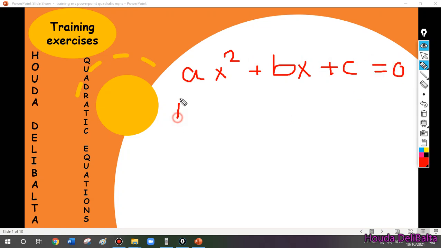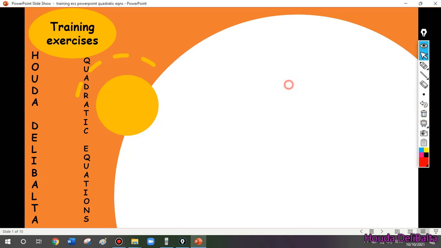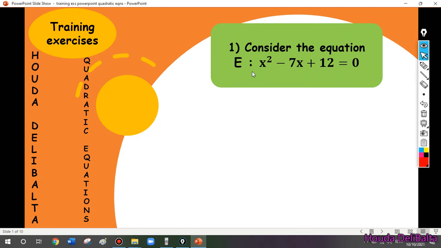We are going to use delta, which is equal to b squared minus 4ac, and according to delta we are going to know if the quadratic equation has two real distinct roots, if it doesn't have any roots, and if it has a double root. So if delta is positive, let's remember, the equation has two real distinct roots. If delta equals 0, the equation has one double root, and if delta is less than 0, then there are no real roots.